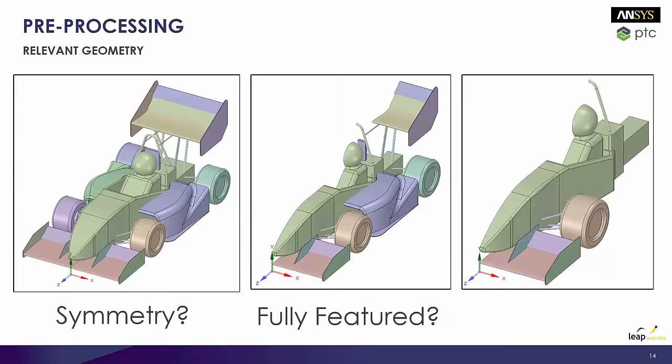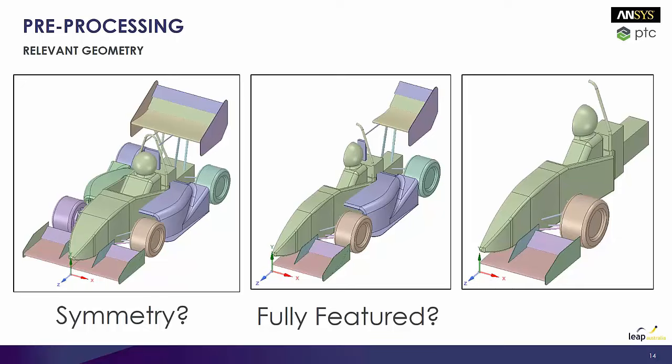So let's start with the pre-processing side of things and look at relevant geometry. What we're going to do in our particular case is have a look at the front wing and the downforce we can potentially create from the front wing. A couple of questions you need to ask yourself: number one, what's actually important to me? If I've got my full car, do I need it? Do I have a manufacturing version of it? Do I have something that's clean that I'm going to use for CFD?